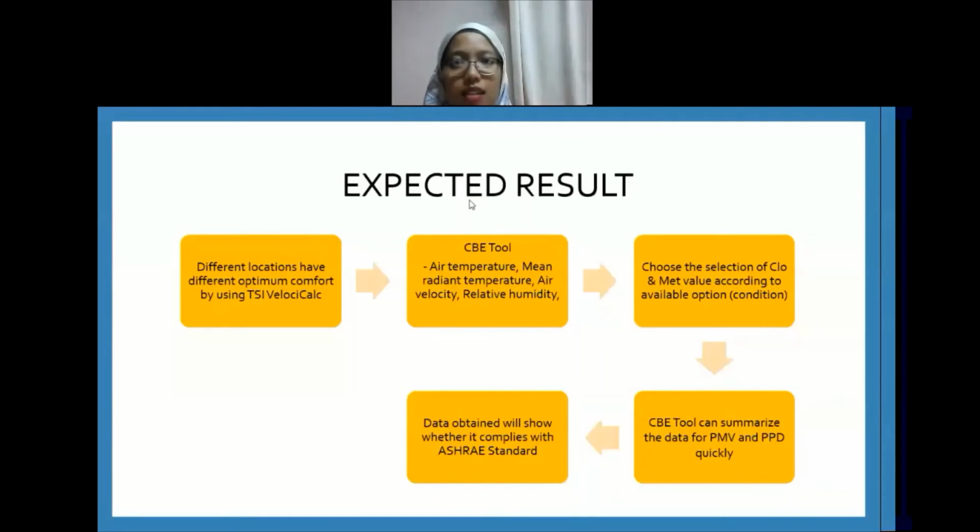Next is expected result. As you can see here, first, the data collection will be obtained at different locations. It is because different locations have different optimal comfort, measured by using TSI VelociCalc equipment. Second, by using CBE thermal comfort tools, the values of air temperature, mean radiant temperature, air velocity, and relative humidity need to be inserted. Next, the CLO and metabolic rate data need to be chosen according to available options, and the CBE tools will summarize the data for PMV and PPD quickly. Lastly, the data obtained will show whether it complies with the ASHRAE standard or not.